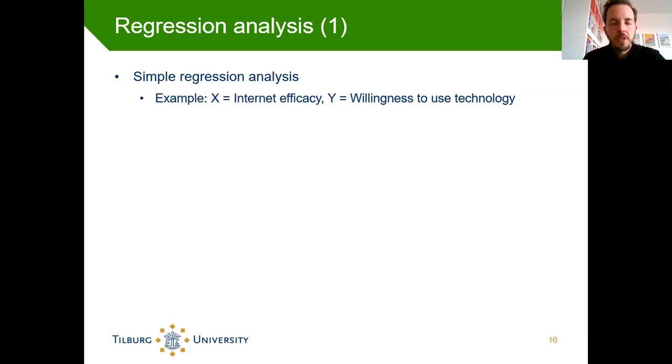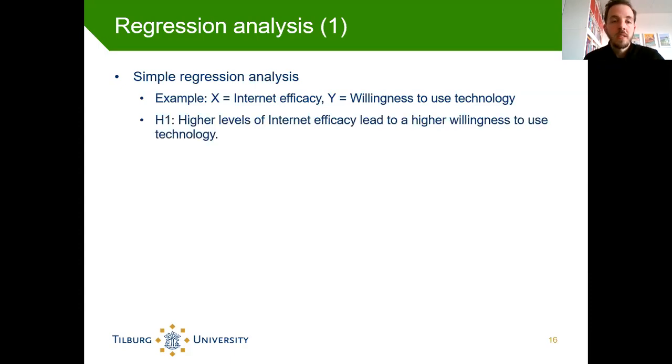Those are two variables. And now let's assume that you have the hypothesis that if people have higher levels of internet efficacy, this will lead to a higher willingness to use new technology. This could be your hypothesis. It can also, for instance, be a hypothesis in your master's thesis. Now, this is your hypothesis, and of course you want to test this. So what you then do is you go out into the world and you're going to collect data.